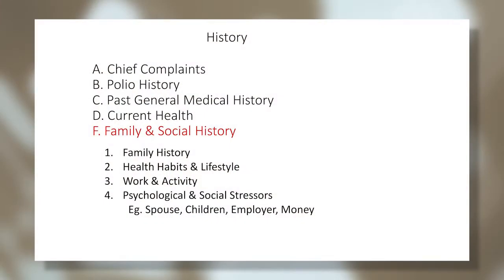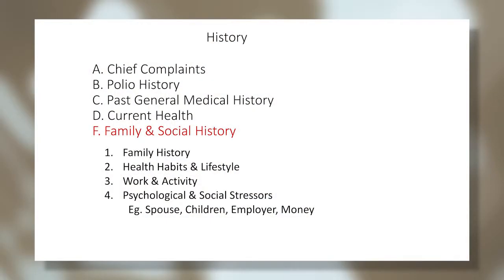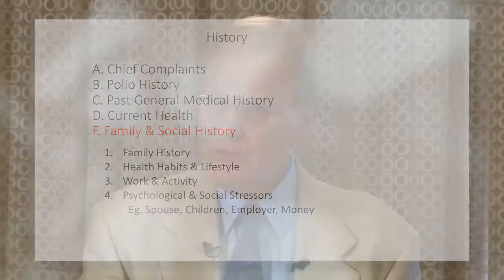Then fourthly, I would mention family and social history, of course. You want to know that they don't have other family diseases. This is particularly important if their history of polio makes you not entirely certain that it really was paralytic polio. But another important part of their social history are their health habits, their lifestyle. Do they exercise regularly? What is their work? How physically demanding is it?